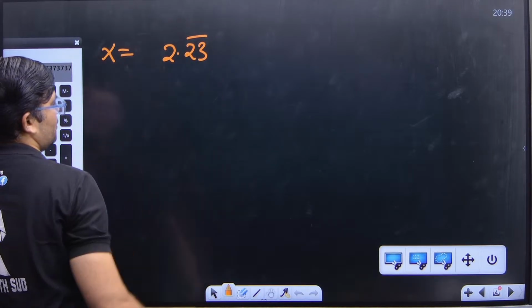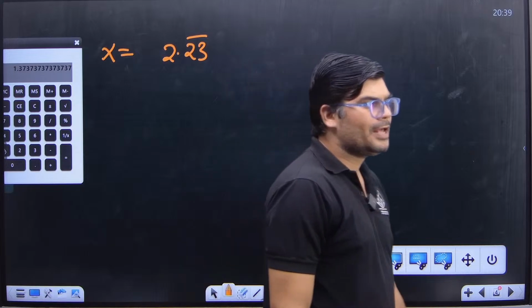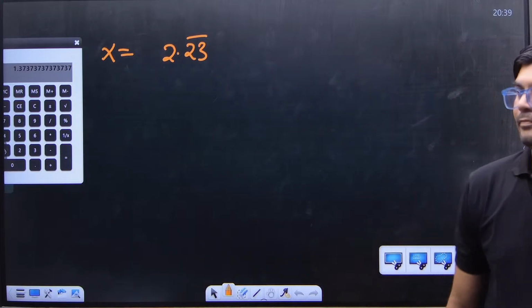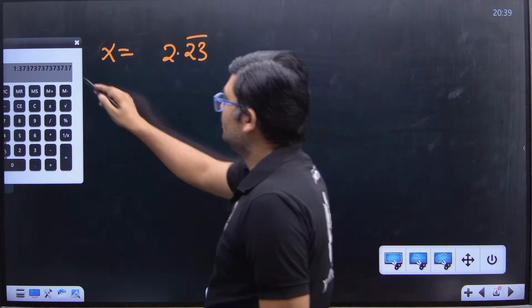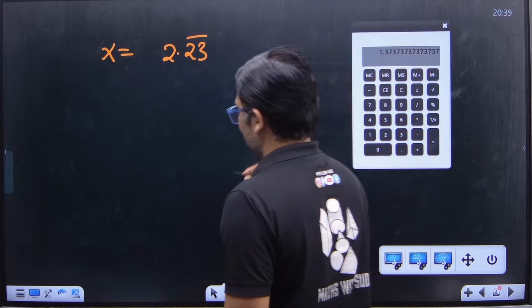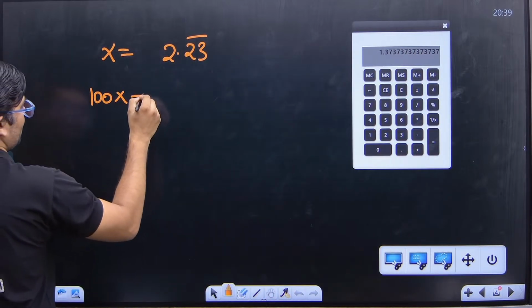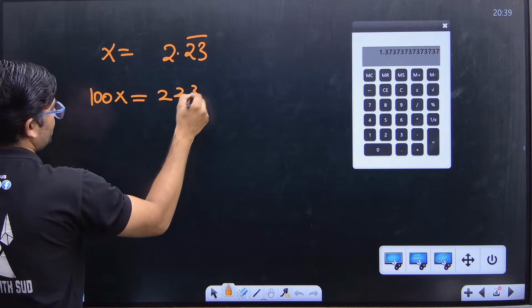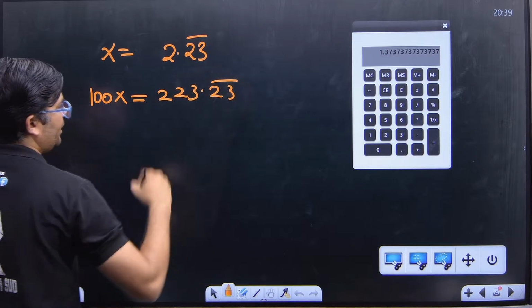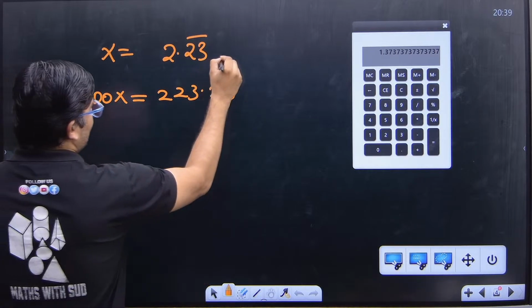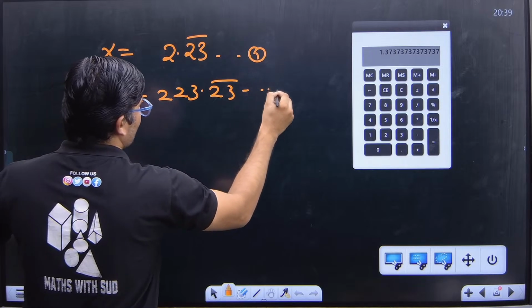You tell me, by what number should I multiply this? Okay, so first we will multiply it by 100 again. Wonderful. So we will write 100x is equal to 223.23 bar. Are you getting it? Yes, sir. Let this be equation 1, this be equation number 2.